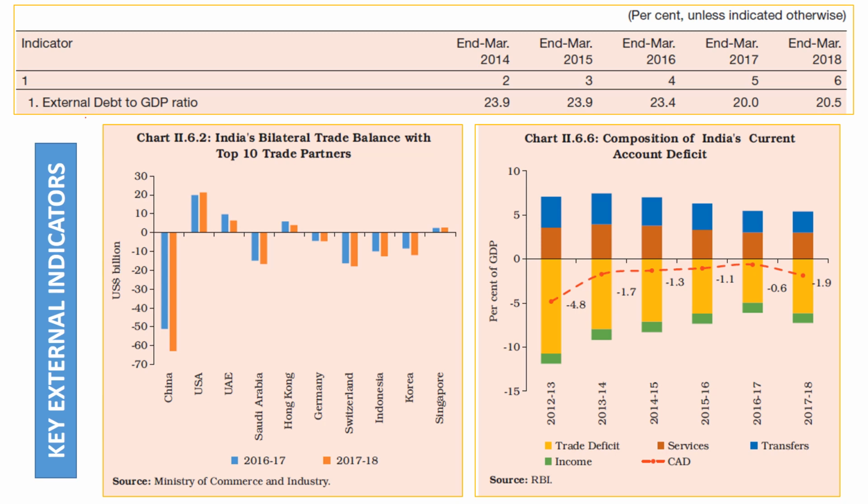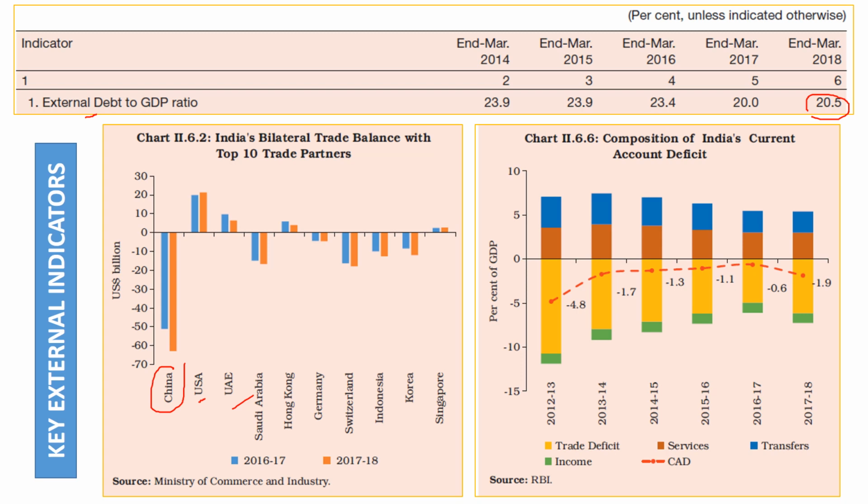So you can see the external debt to GDP ratio is here, and this is around 20% till March 2018. And if you talk about India's bilateral trade balance with the top 10 partners, you can see how India's balance is there. Top on the list is China, then the US, and then the UAE.